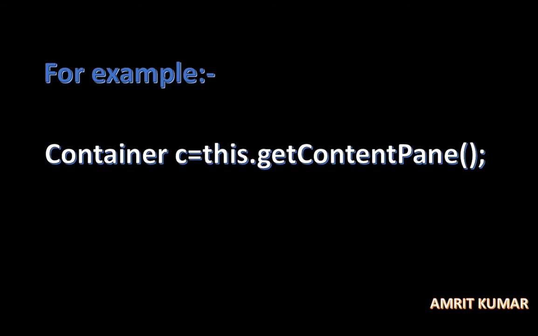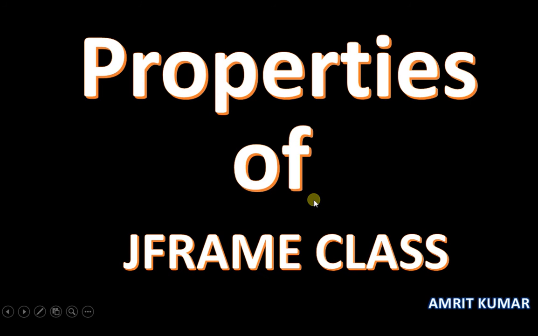For example, Container c = this.getContentPane(), which is a method. Here you are seeing that getContentPane is a method under the JFrame class. Container is a predefined class of Java, and c is the variable object holding the reference of this address. So c is the object reference of the Container class holding the address returned by the getContentPane method. Now moving on to the properties of the JFrame class.